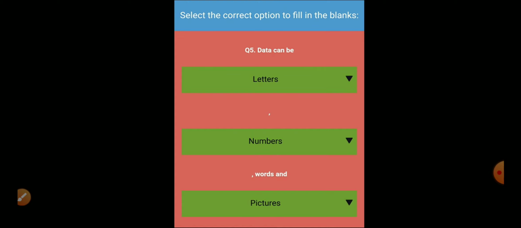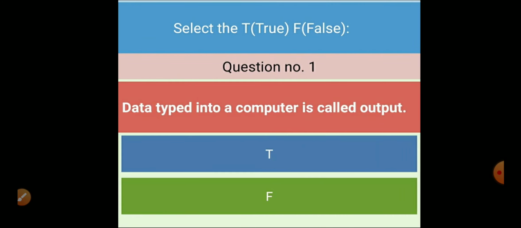Question 5. Data can be dash, dash and words and dash. First blank letters. Data can be letters, numbers, words and pictures. 3 blanks are given. You will write letters, numbers, words and pictures. Next question is select the true and false. You will write true or false.